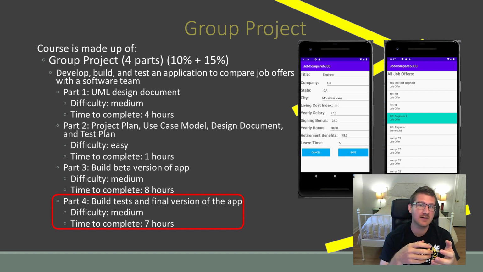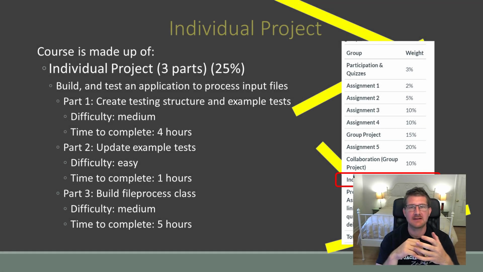If you made a really good beta version and you just have some minor corrections to make, this deliverable is going to be very easy overall. But if your beta version had a lot of bugs, this deliverable might take you a little bit longer. Overall, I would say this deliverable was a medium difficulty and probably took about 7 hours throughout the group. For my group, I did a lot of work on deliverable 3, and on deliverable 4, I took a more background approach.